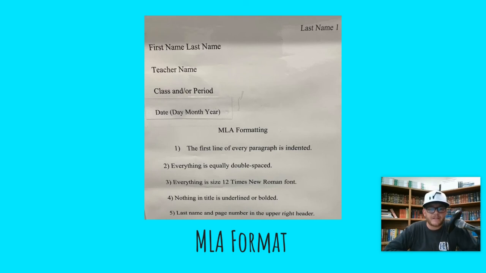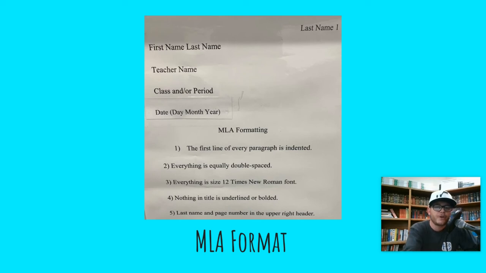And then finally, the last name and page number are in the upper right header. Remember, your last name goes first, then the page number. There needs to be a space between your last name and the page number. Those also need to be in Times New Roman size 12 font. Your Google Docs will default it back to Arial size 11. You need to change that.